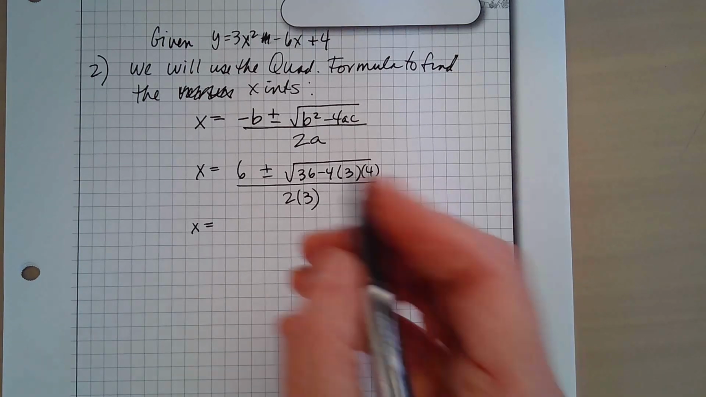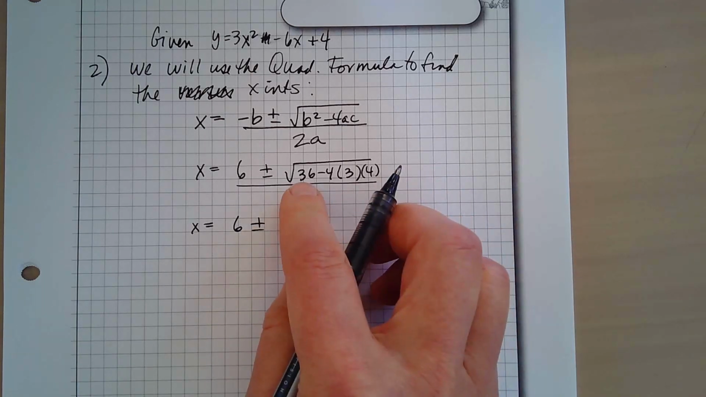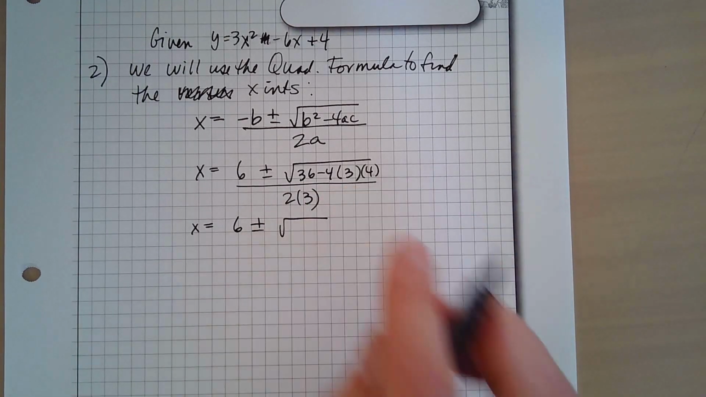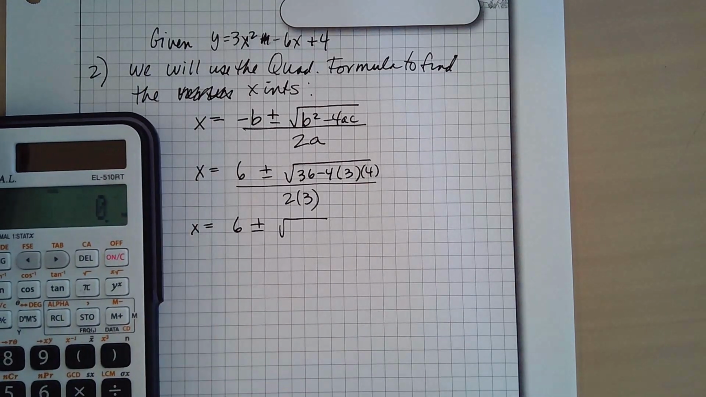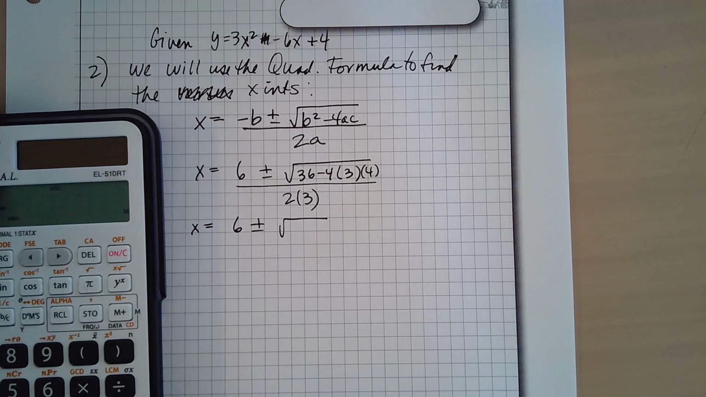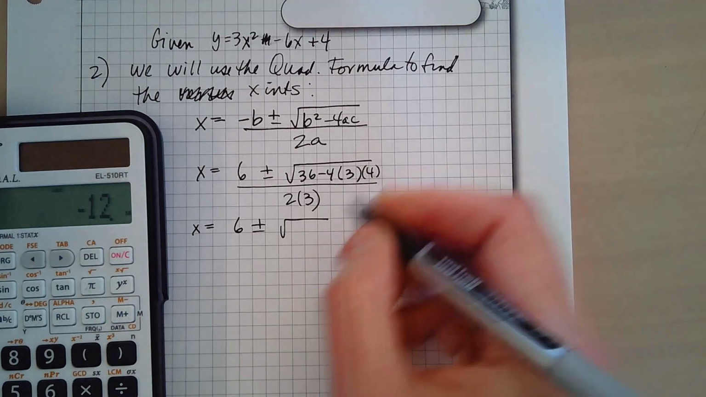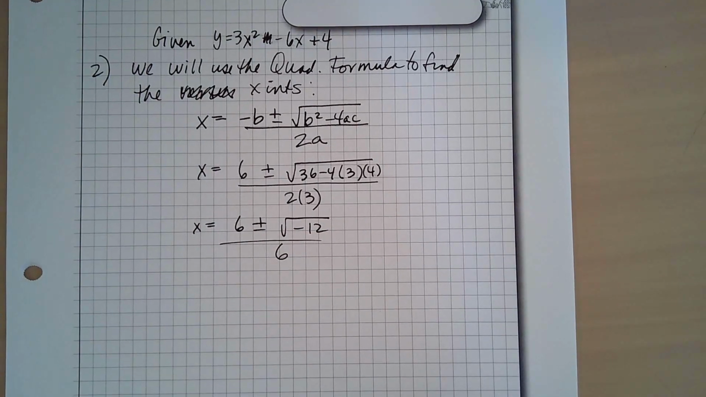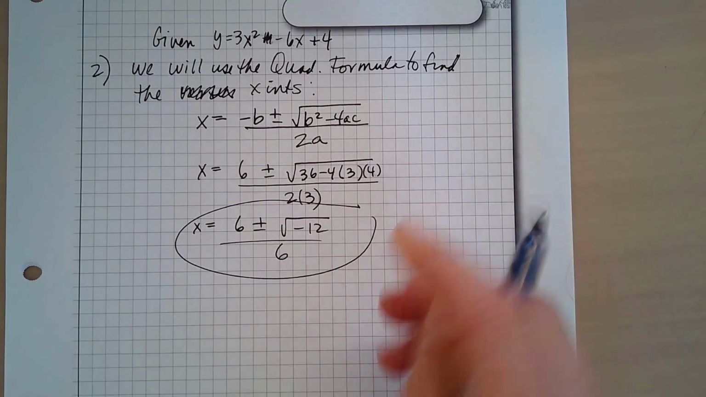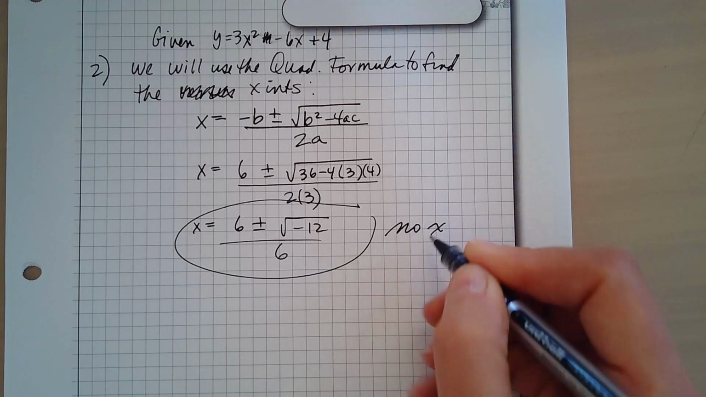Although this is a difficult formula to handle maybe, it's guaranteed to give you your x-intercepts. It's foolproof. So I get 6 plus or minus the square root of, what do we have? 36 minus 4 times 3 times 4. Uh-oh. All right, well, all is not lost. What does that mean? I'm getting a negative under a radical sign. That just means there's no x-intercepts.